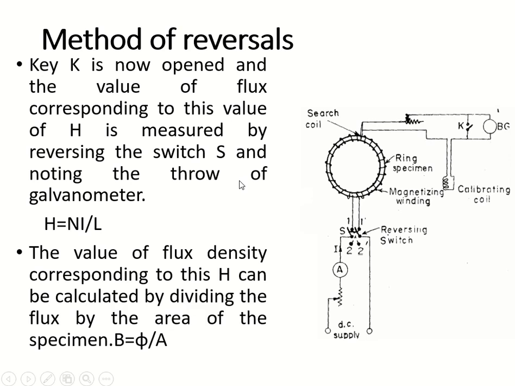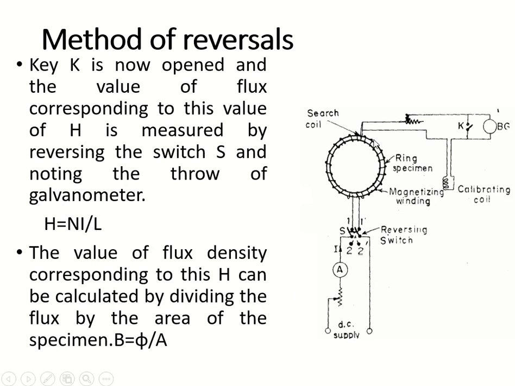The value of flux density corresponding to H can be calculated by dividing the flux by area. Once you get the flux from the equation of the galvanometer, then you can find the flux density. How will you find flux density? Flux by area. So you got the value of B. Then how will you find the value of H? H is determined by the current through this ring specimen. This is the ammeter where you are measuring the current. The equation for H is given by H equal to N i by L.